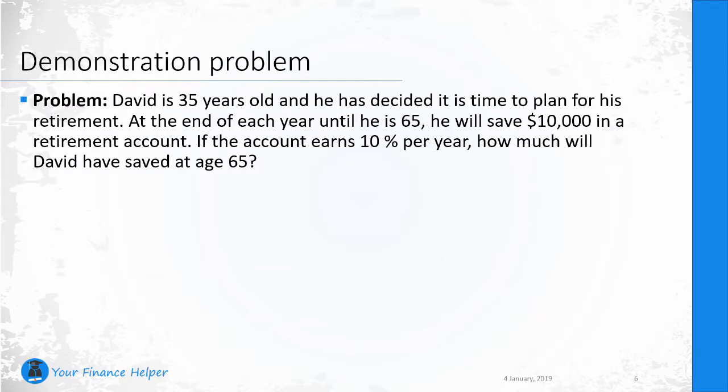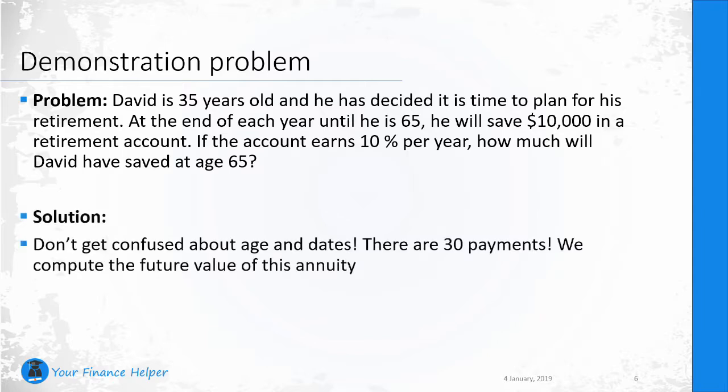Let's go through a demonstration problem for this as well. Assume that David is 35 years old and he's decided it is time to plan for his retirement. At the end of each year, until he's 65 years old, he will save $10,000 in a retirement account. If the account earns 10% per year, how much will David have saved at age 65?